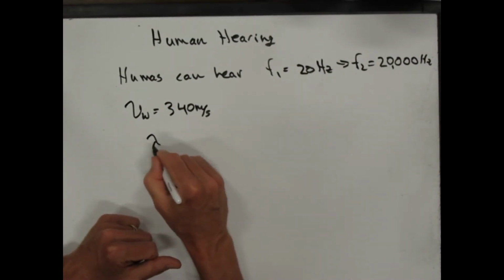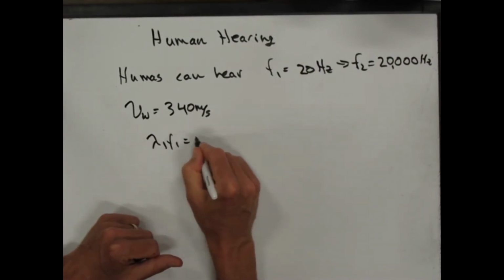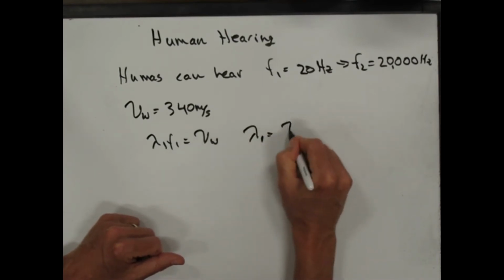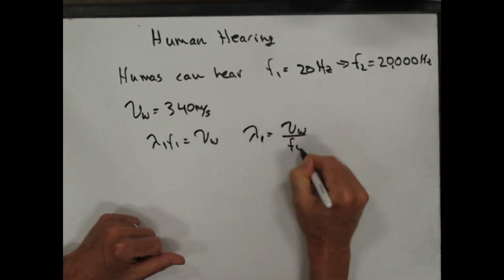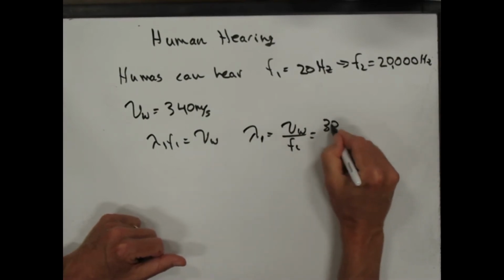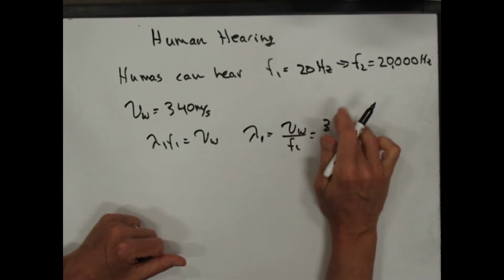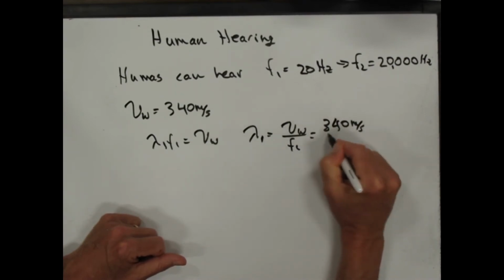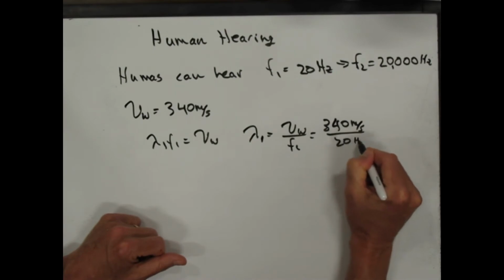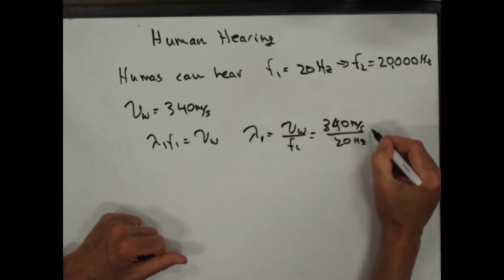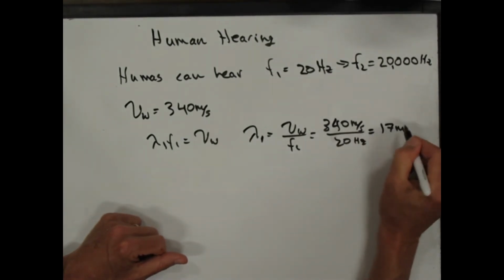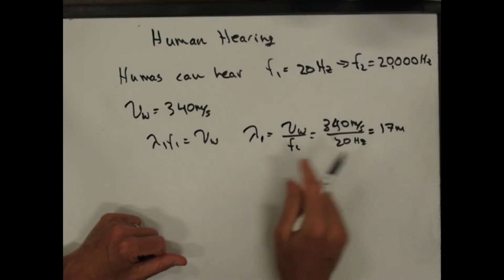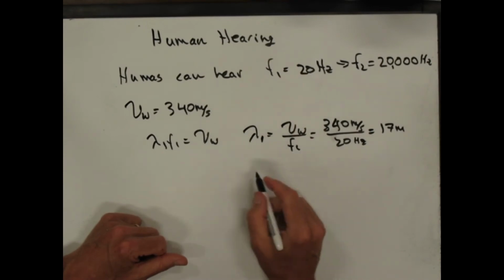And we'll look and say, lambda 1 F1 is equal to the speed of the wave, and so lambda 1 is equal to the speed of the wave over F1, which is 340 meters per second over 20 hertz, which is 1 over seconds, and so that's 17 meters. And so that's the wavelength of the low end of the lower frequency.